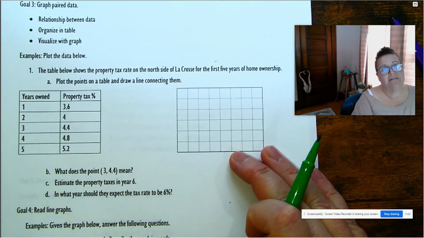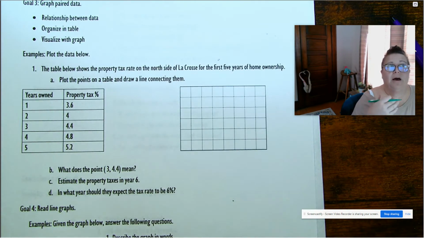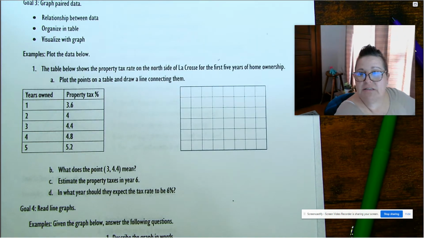But property taxes are what pay for education and several other things. Whether or not you believe they're high or not, I think they're probably high. They do serve a purpose. So, okay, we're going to plot this information and see what we can figure out.